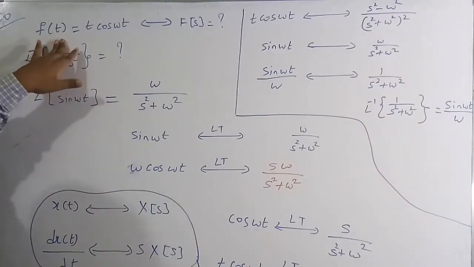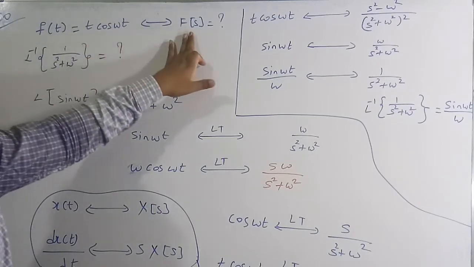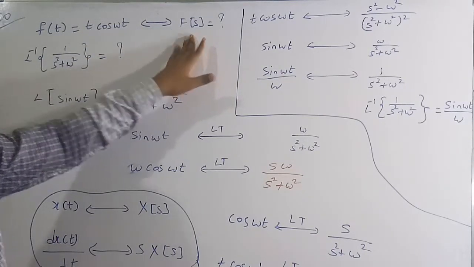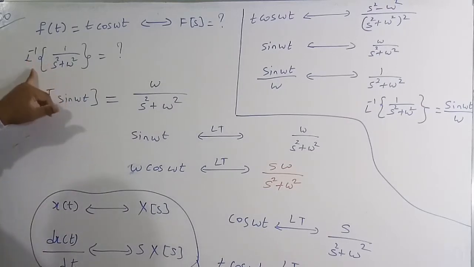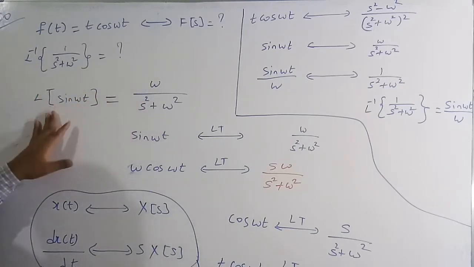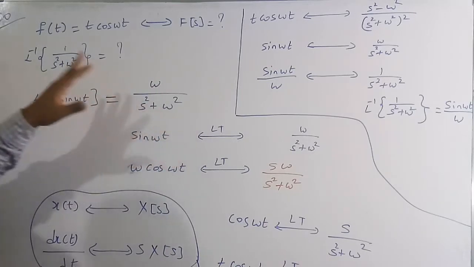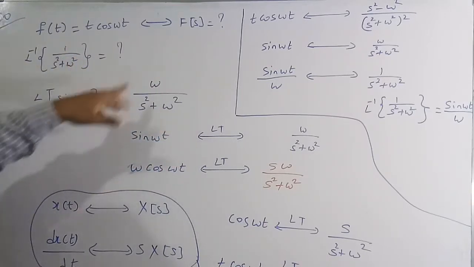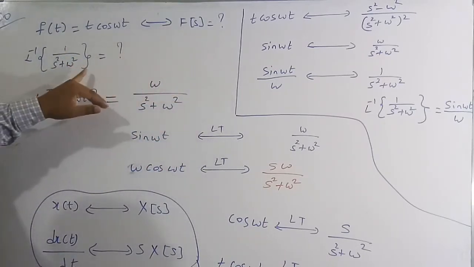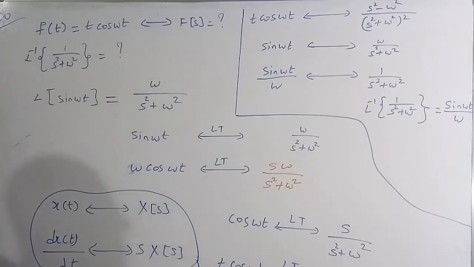In this question, they have given an expression f of t is equal to t into cos omega t. We have to find the Laplace transform f of s, and also the Laplace inverse of 1 by s square plus omega square. They also gave that the Laplace transform of sin omega t is omega by s square plus omega square. By using this formula, we have to find f of s and also the time domain expression, meaning the Laplace inverse of this function. So these two things we need to figure out.